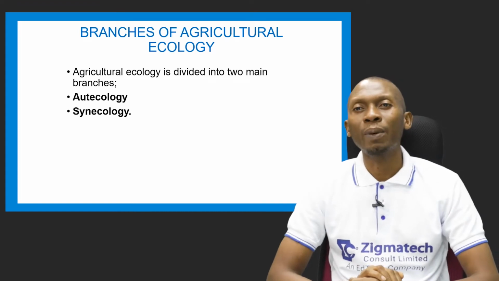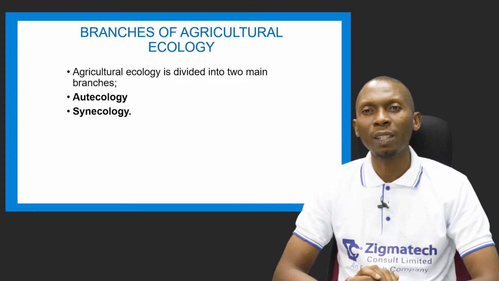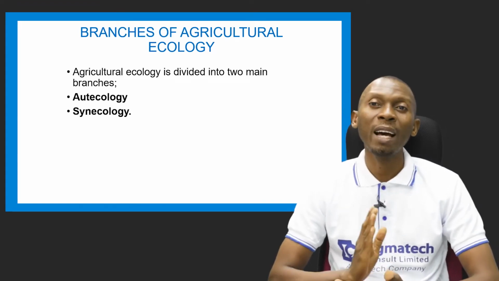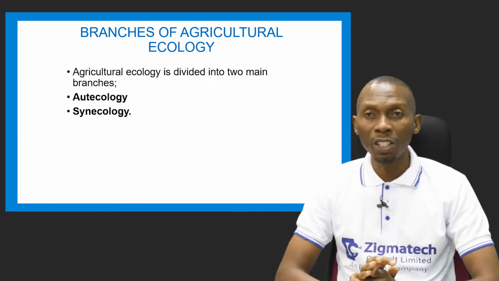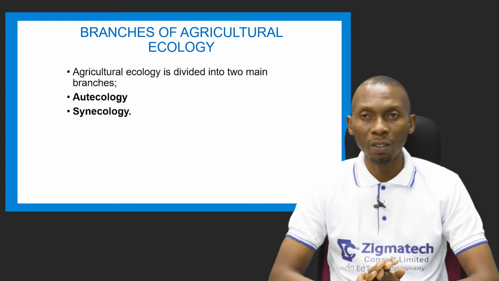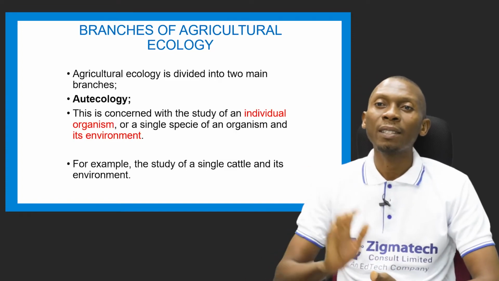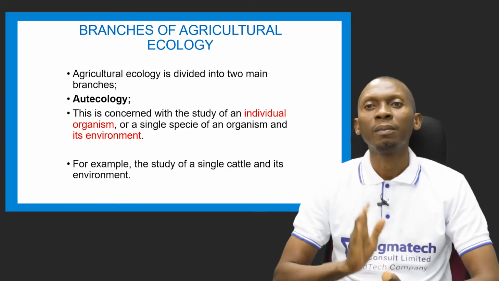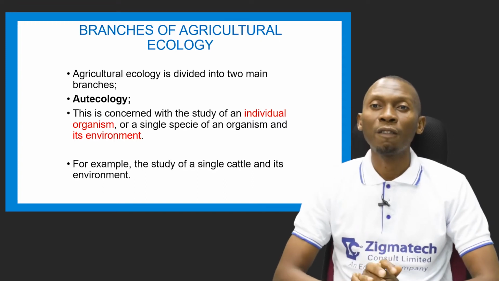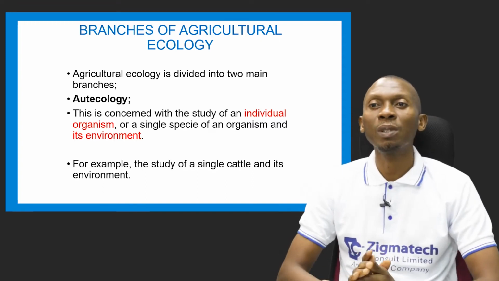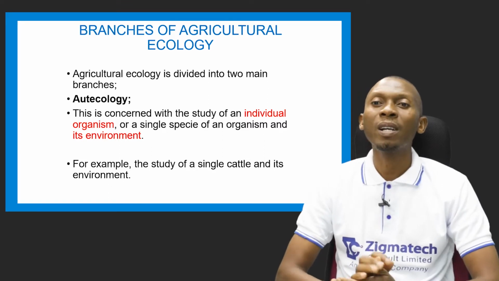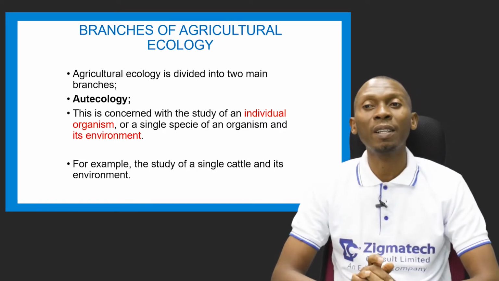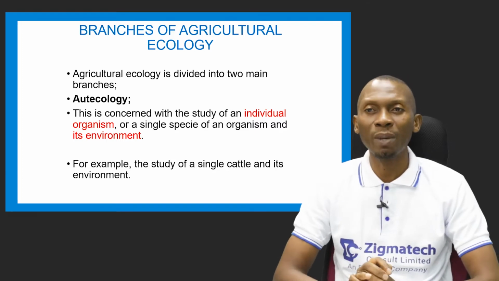Let's take a look at the branches of agricultural ecology. Here we have two main branches. The first is horticology, the second is synecology. Now, what is horticology? As a branch of agricultural ecology, it has to do with the study of an individual organism or a single species of an organism and its environment.